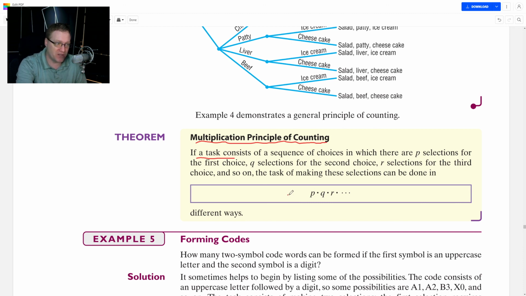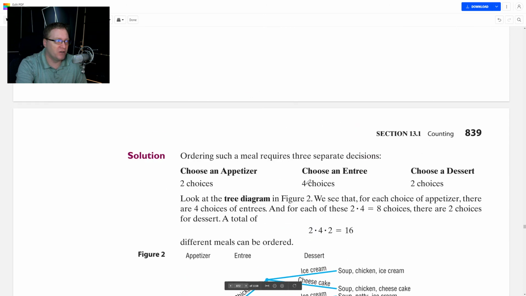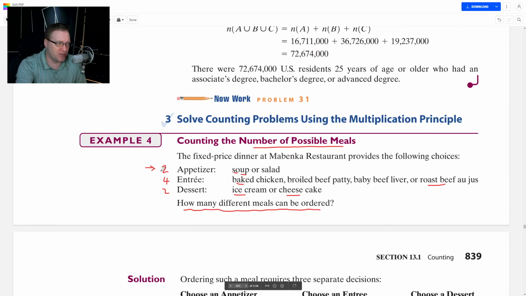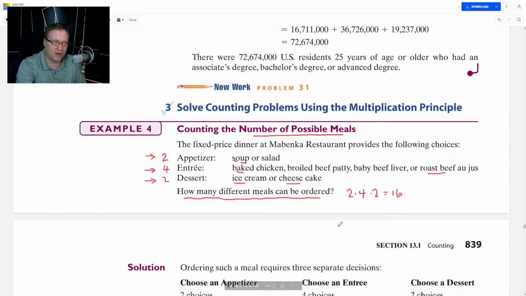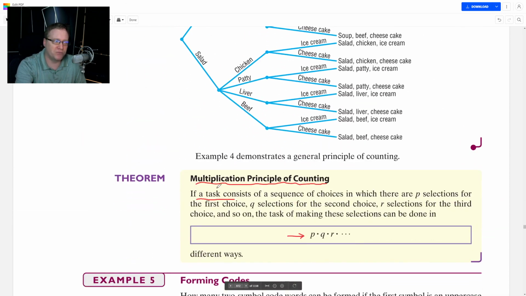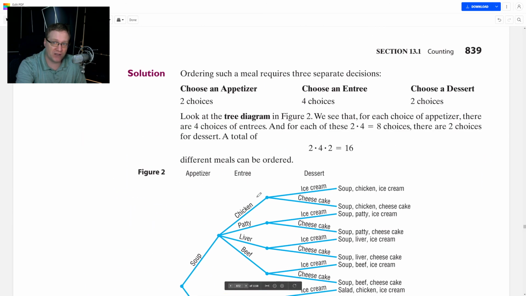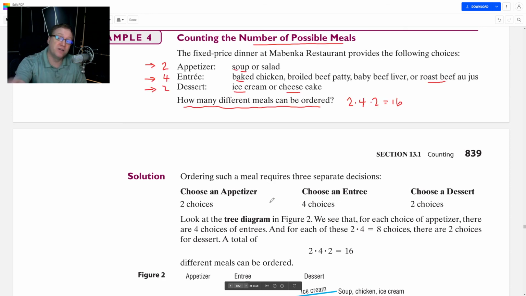So if we use this rule up here, we see that there are 2 choices for the first one, 4 choices for the second, and then 2 choices for the third. So that means how many different ways are there? 2 times 4 times 2, which is 2 times 4 is 8 times 2 is 16. So there are 16 different meals that we can make here. And that's called the multiplication principle of counting. All right, I'll stop there. We have another video.